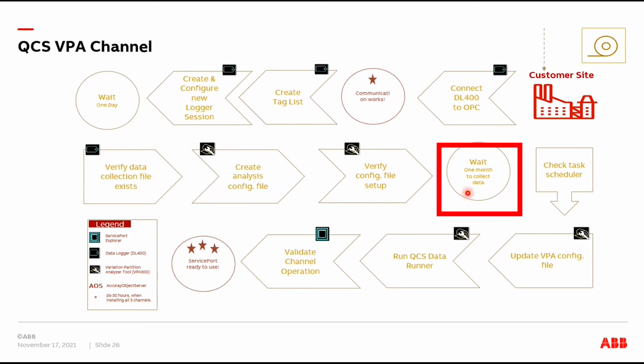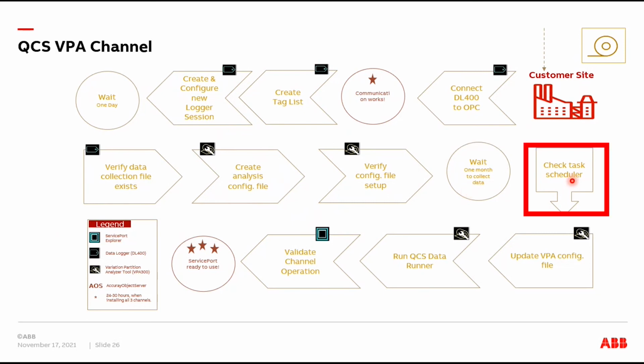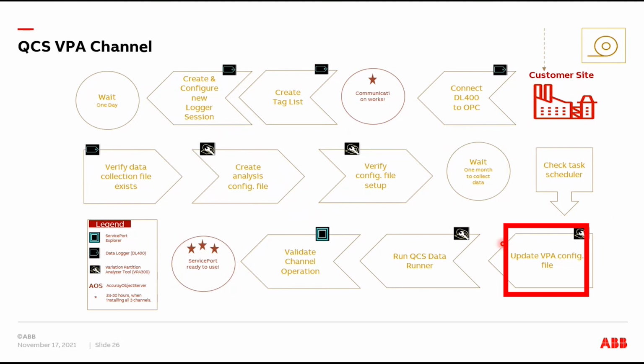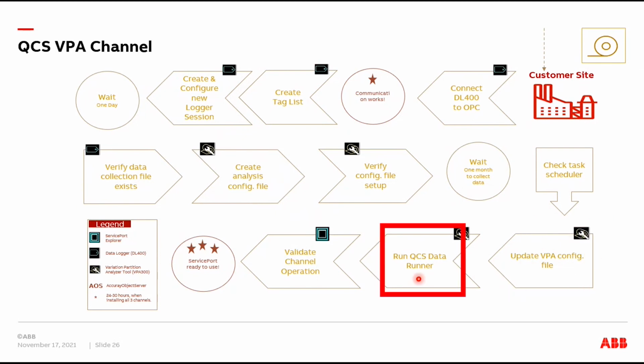Once we have enough data to analyze, we can create some task scheduler. Those task schedulers update the VPA config file. Then we will run the QCS data runner. What the QCS data runner does is, whatever the 1 month of data has been collected, it will be populated into the dashboard in a single time. And next time, no need to run it. It will keep on analyzing the data on a daily basis.